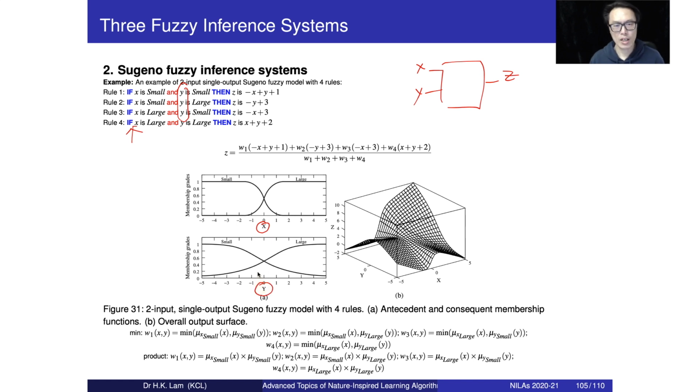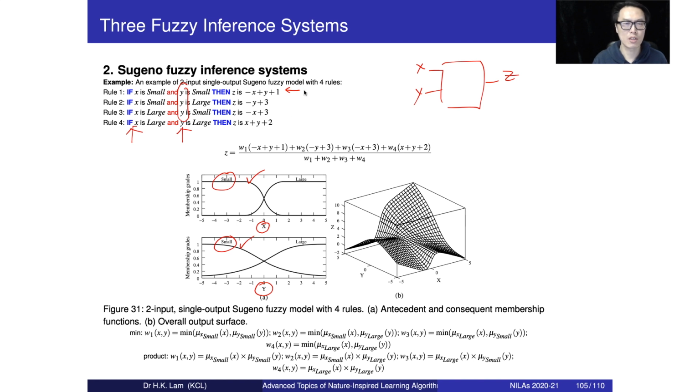So again, I have to emphasize that this small is for X, and this small is for Y. So although we use the same fuzzy term, small, they refer to different things. When we talk about X is small, we are going to use this membership function. If we are talking about Y is small, we are going to use this membership function. Don't be confused by that. Now, this is the output membership function.